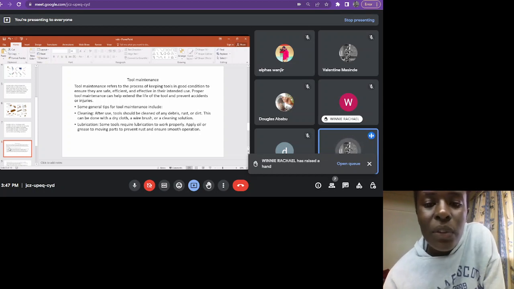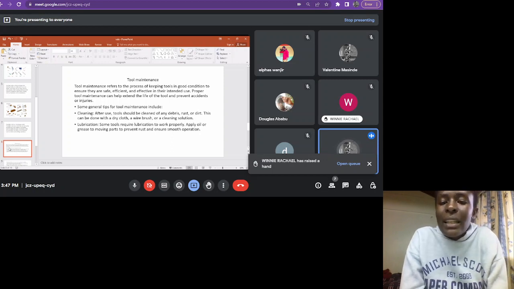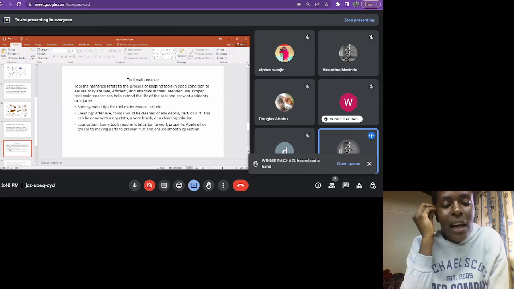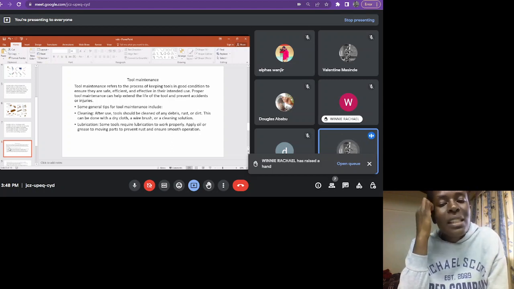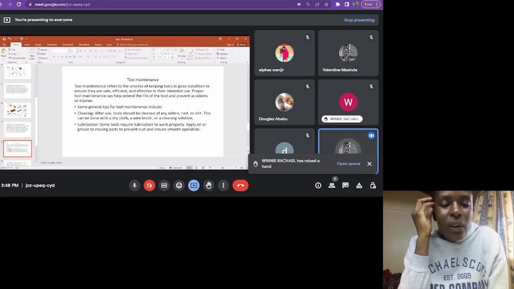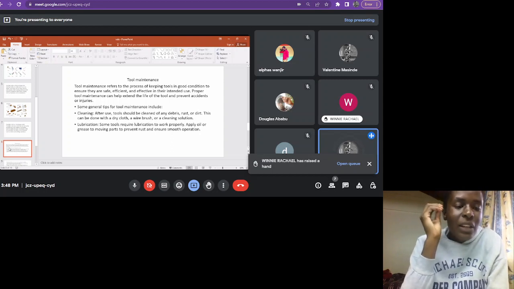So examples of tool maintenance, we have cleaning. After use, tools should be cleaned of any debris, rust or dirt. This can be done with a dry cloth or wire brush or a cleaning solution. So after every practicals, we should clean our tools before storing them. Another example of tool maintenance, we have lubrication. Some tools require lubrication to work properly. You apply oil or grease to moving parts to prevent rust and ensure smooth operation.